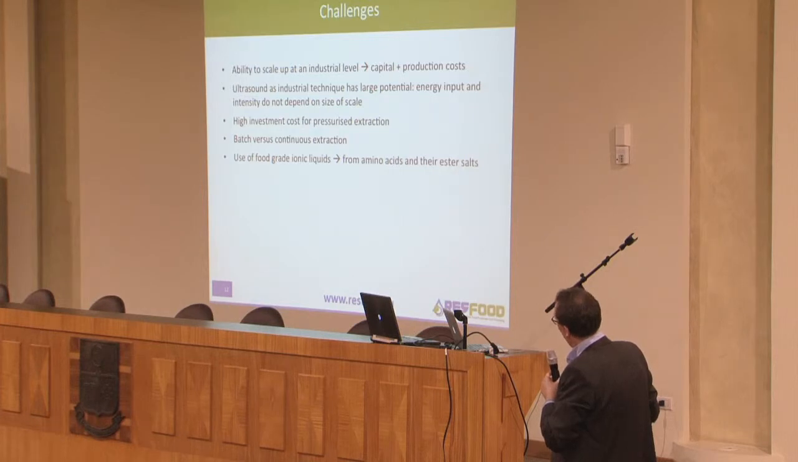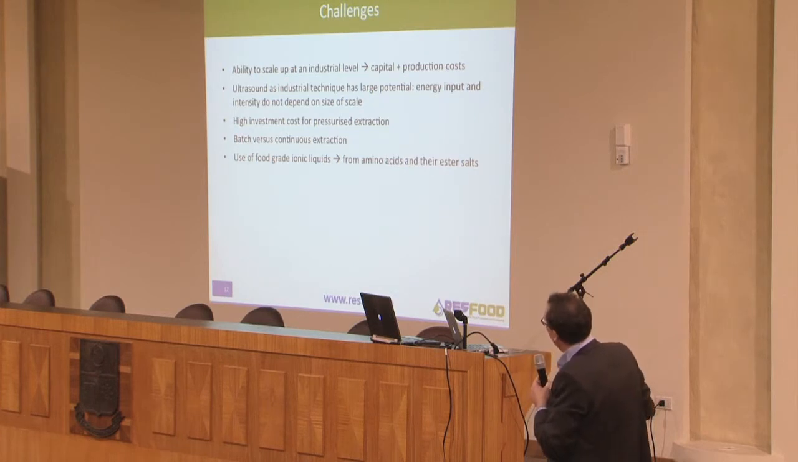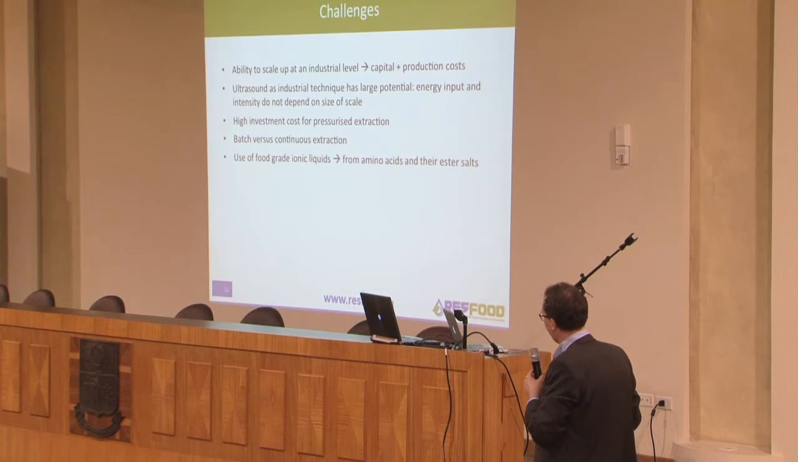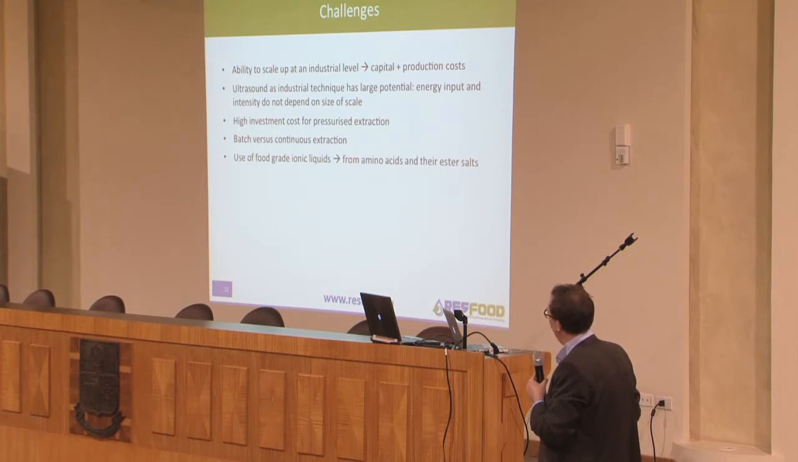You will have high investment costs for the pressurized extraction, like I said, and also for the supercritical CO2 extraction, which is actually also a type of pressurized extraction. There are also challenges if you want to use continuous extraction versus batch extraction. And maybe in the future, people might use food grade ionic liquids. Nowadays, you have some examples, based on amino acids and ester salts. This is something probably for the future. There is some research going on about this also.